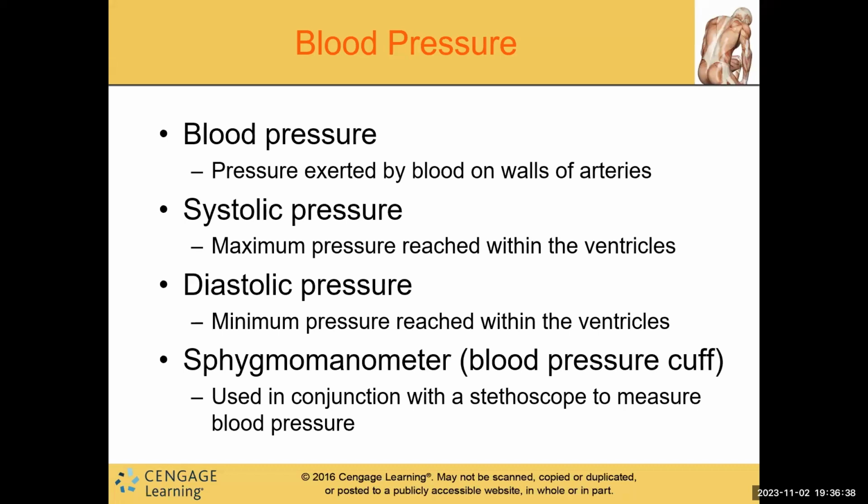So blood pressure is the pressure exerted by blood on the walls of the arteries. Systolic pressure is the maximum pressure reached within the ventricles. Diastolic pressure is the minimum pressure within the ventricles when it's relaxed. The blood pressure cuff and monitor is the sphygmomanometer. It's a long word, but it's used in conjunction with a stethoscope to measure blood pressure.